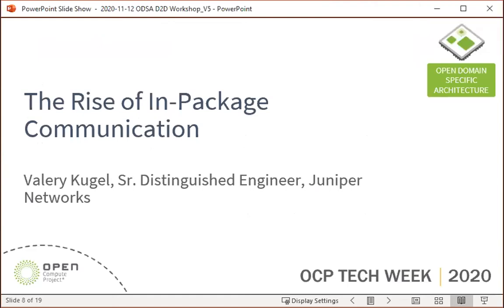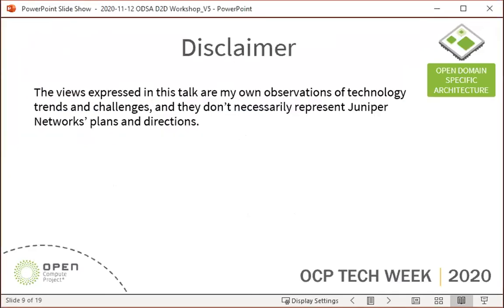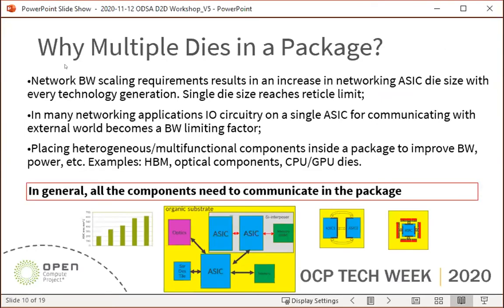Thank you, Mark. Yeah, so we can maybe move to the next slide. This is something which Juniper Networks requires. I'm not speaking here on behalf of Juniper Networks. Whatever I'm talking about is basically my personal view. So let's move to the real stuff. Next slide. Thank you, Mark.